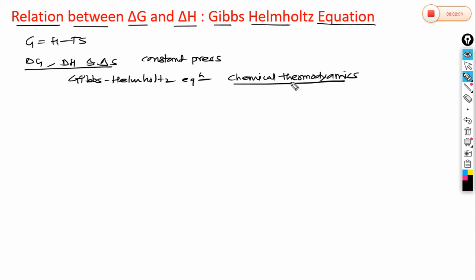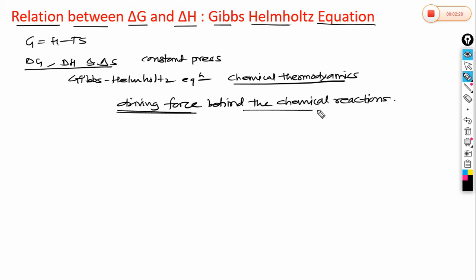It also helps in better understanding of the driving force behind chemical reactions. This question can be asked for the MCQ. So the Gibbs-Helmholtz equation gives the information about the driving force behind the chemical reactions. Now let us see the derivation of the Gibbs-Helmholtz equation.